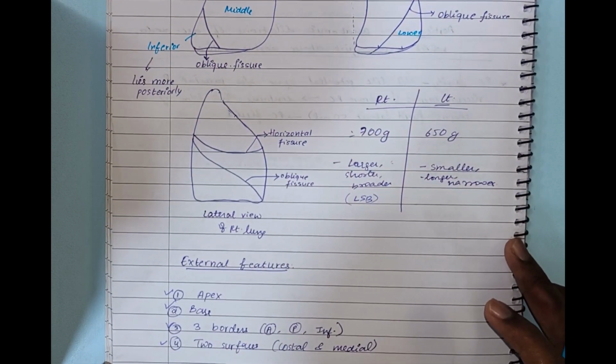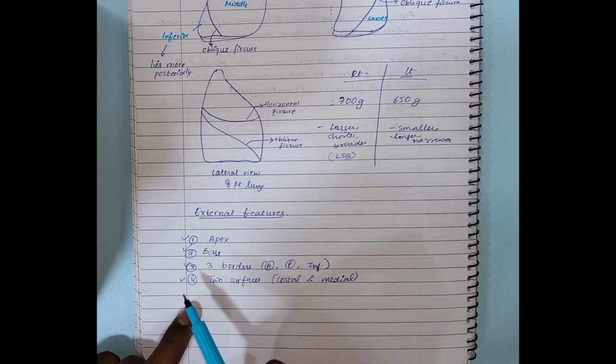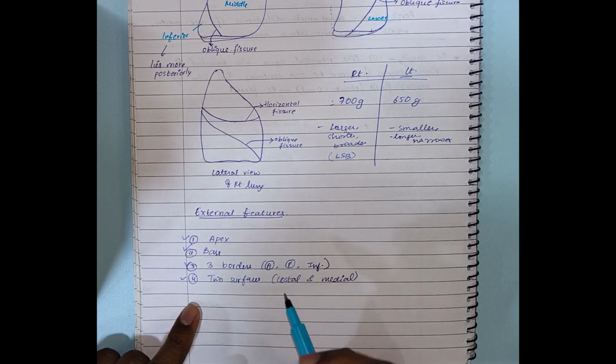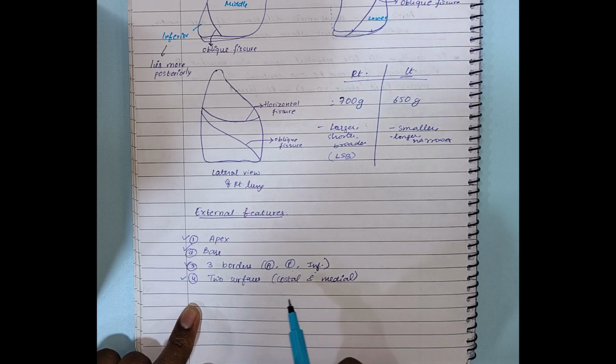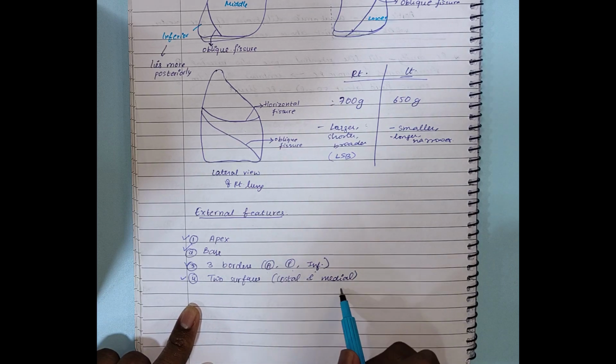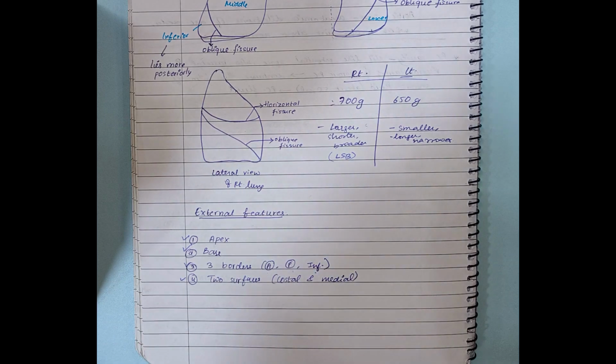Now if we talk about the external features of the lung. The lung has got the following parts. One being the apex, the other is the base. There are three borders: one anterior, one posterior and one inferior, and there are two surfaces. One is the costal surface and the other is the medial surface, which faces towards the mediastinum.